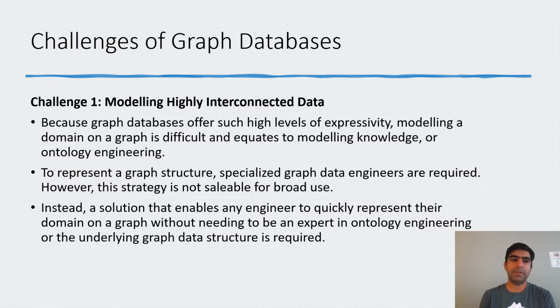Challenges of graph databases. Challenge 1. Modeling highly interconnected data. Because graph databases offer such high levels of expressivity, modeling a domain on a graph is difficult and equates to modeling knowledge or ontology engineering. To represent a graph structure, specialized graph data engineers are required. However, this strategy is not scalable for broad use. Instead, a solution that enables any engineer to quickly represent their domain on a graph without needing to be an expert in ontology engineering or the underlying graph data structure is required.